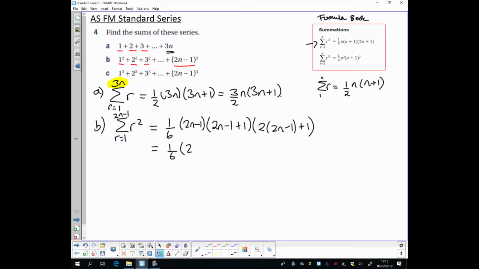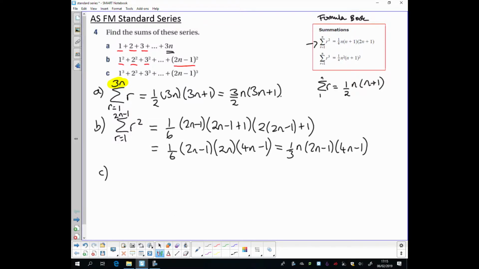I can't simplify 2n minus 1. The next bracket's going to become 2n, and the last bracket, if I expand that, I get 4n subtract 2 plus 1, so minus 1. Just by convention, we could then simplify that. We'd write the 2n at the front, so I get 2 over 6, which is a third, times n, 2n minus 1, 4n minus 1.